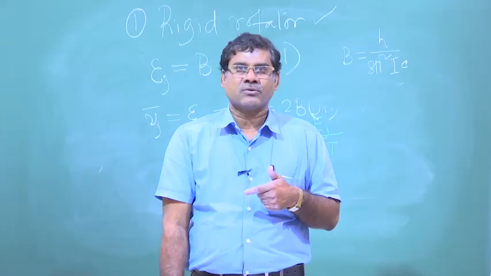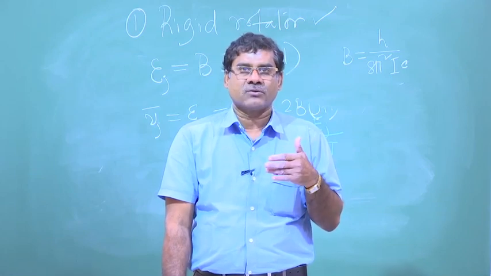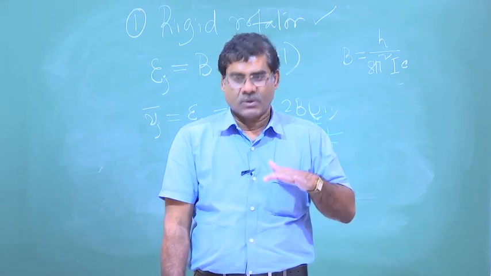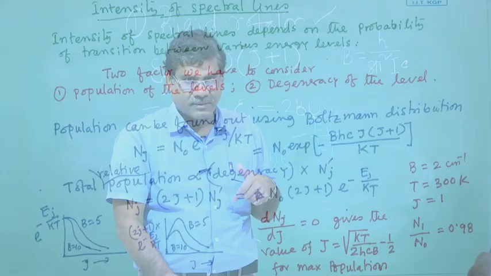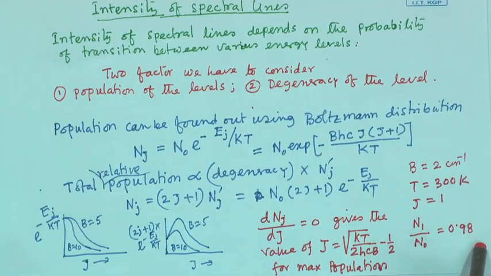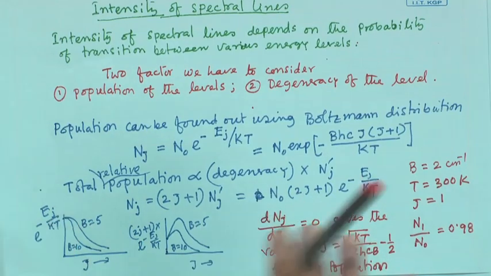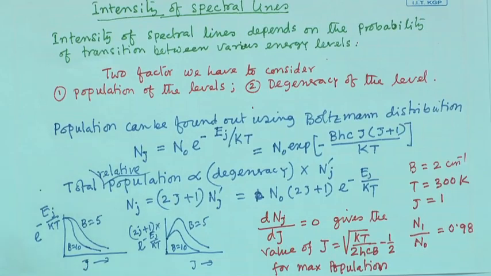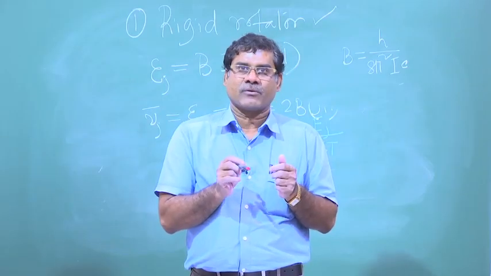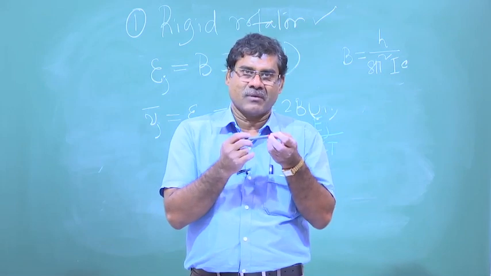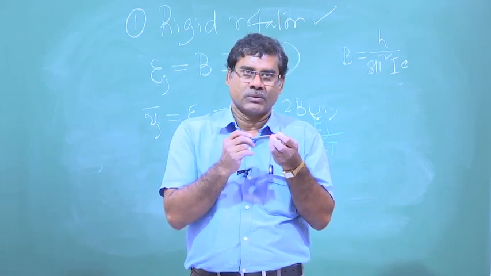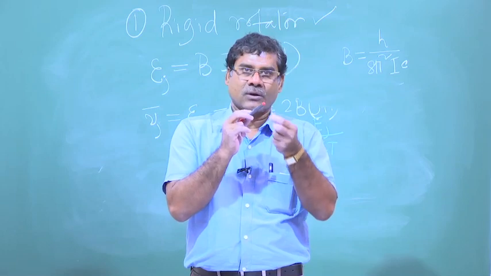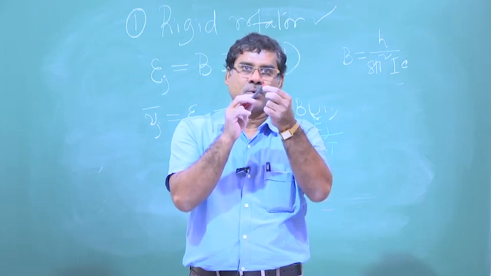So how many will be at j equal to 2? How many at j equal to 3, etc.? You will see it reduces drastically. Most of the molecules will be at the lower level. That is why we consider transitions with delta j equal to plus or minus 1, allowed from j equal to 0 to 1, 1 to 2, 2 to 3.